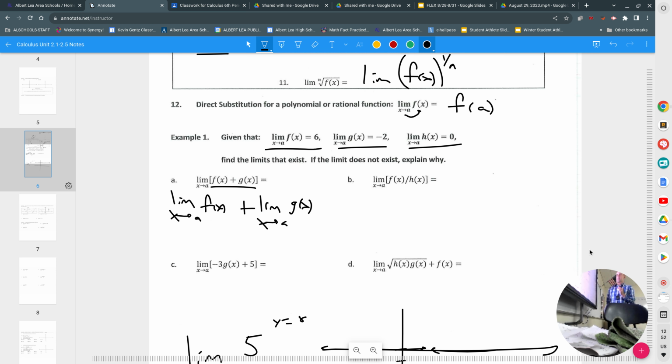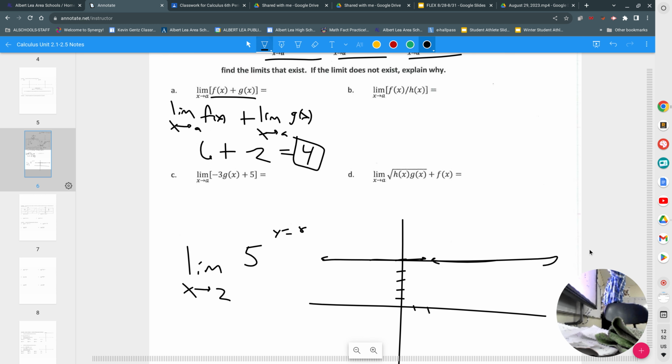What is the limit as x approaches a of f of x? 6. It is 6. And g of x would be? Negative 2. Okay, and so 6 plus negative 2 is 4. So I won't write it out in both terms every time. I just did that one time to try to make a point.